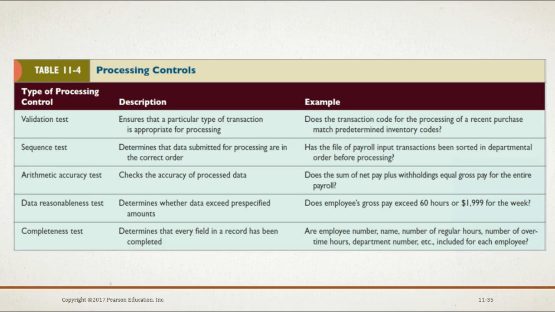In here, we have examples of processing controls, which are often programmed into software to prevent, detect, and correct processing errors. Examples of processing controls include the determination of the accuracy, validity, and completeness of the data. You can find Table 11-4 on page 354 of your textbook.